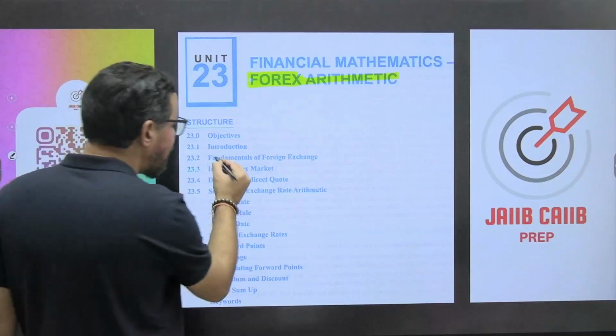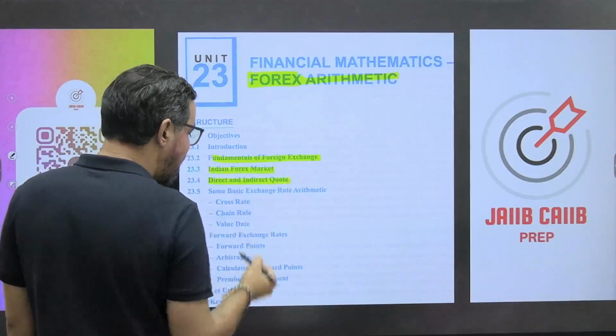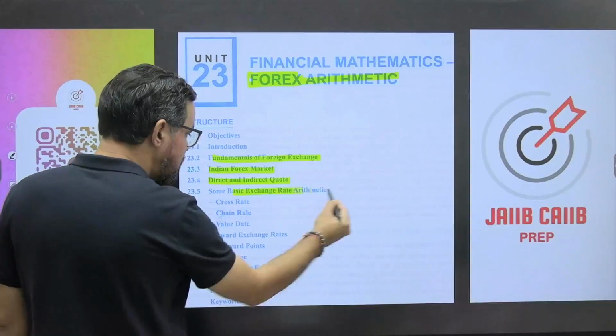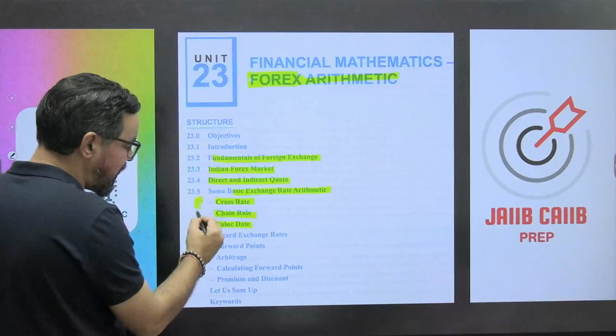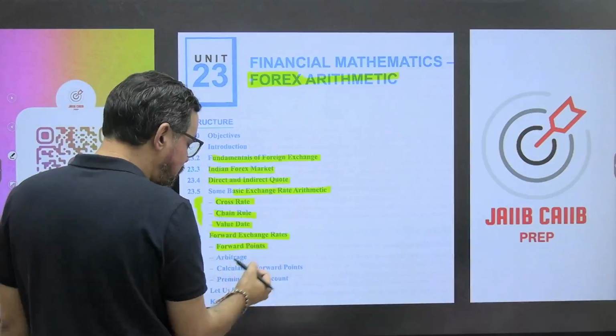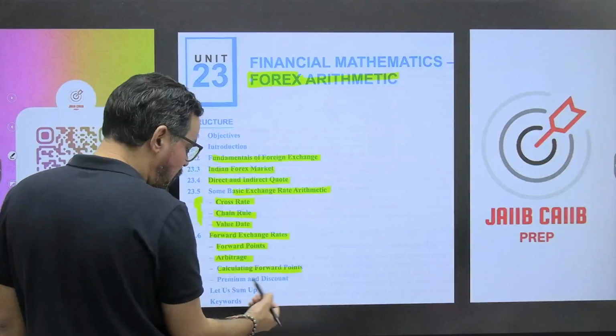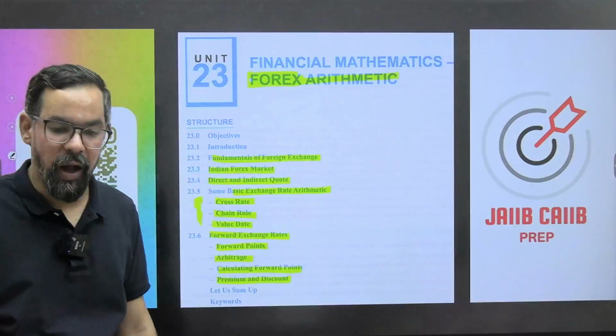So, fundamentals of foreign exchange, Indian forex market, direct and indirect quotations, some arithmetic like cross rate calculation, chain rule, value date. This is the arithmetic as per its very basic concept. Again, forward rate, forward rate points, arbitrage, calculating forward points, and premium and discount. So these are the areas which are generally part of this particular unit.